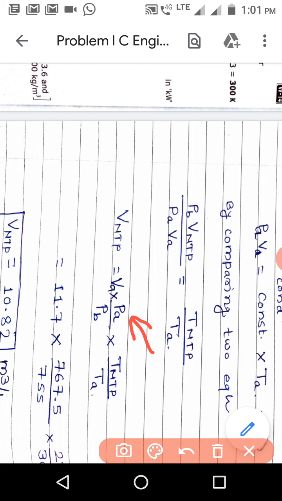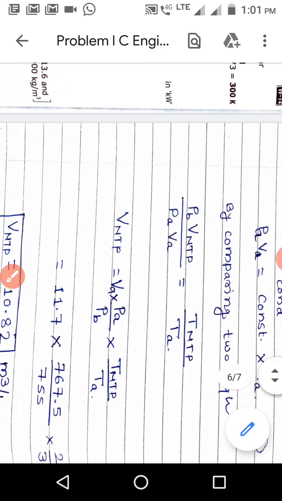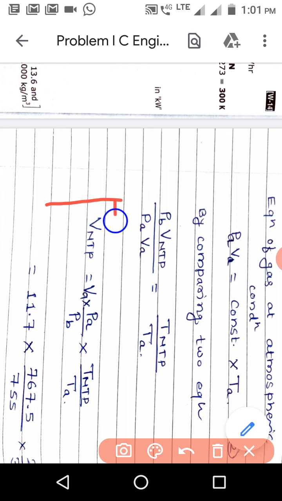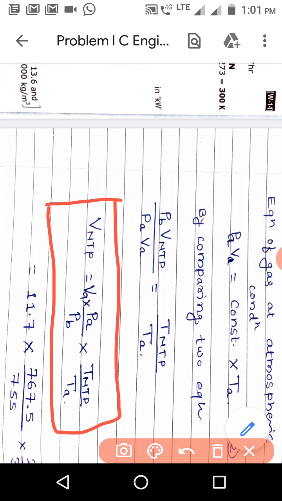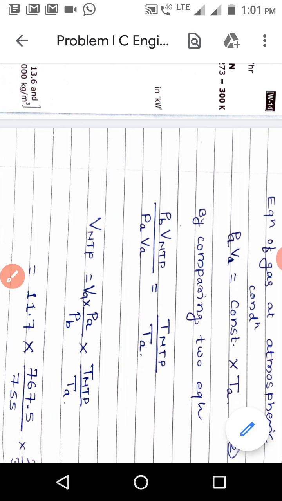So this also we have to do. Normal temperature is given, that will be 0 degree Celsius, and ambient temperature is given. So whatever the pressure changes are, we have to do that prior using this formula. I think you may have understood this formula, how we derived it for calculating the volume at normal temperature pressure by using the gas equation for two different conditions. Now we are going to calculate the pressures required to calculate the volume at normal temperature pressure.